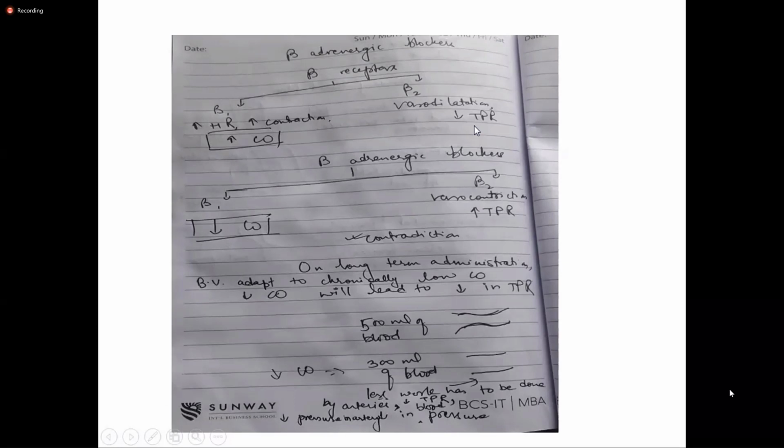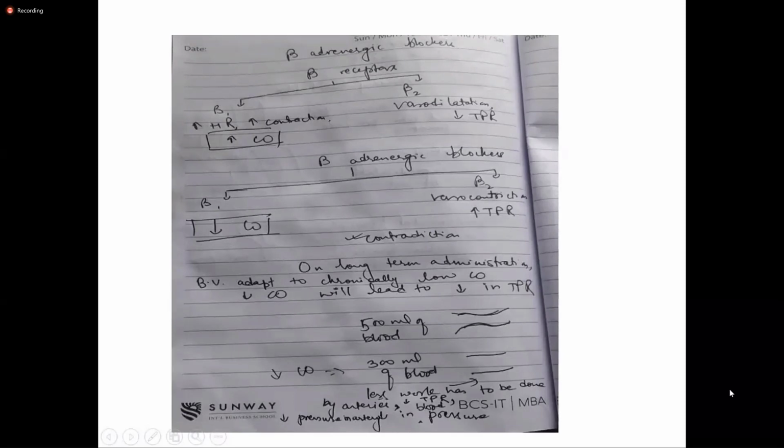And when you give propranolol, since it is a non-selective beta blocker, it will block both the beta-1 as well as the beta-2 receptors. Blockade of beta-1 and beta-2 receptors will be opposite to that of stimulation. Blockade of beta-1 receptors will decrease the cardiac output. Whereas blockade of beta-2 receptors will have the opposite effect to vasodilatation, that is vasoconstriction, and vasoconstriction will lead to an increase in total peripheral resistance.